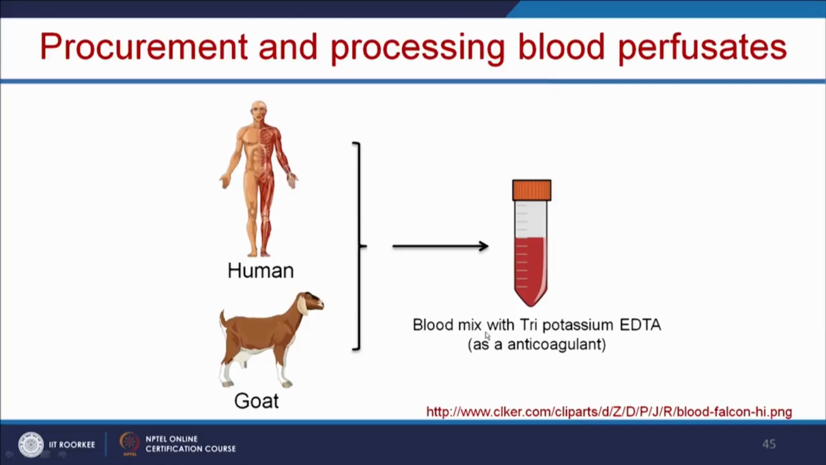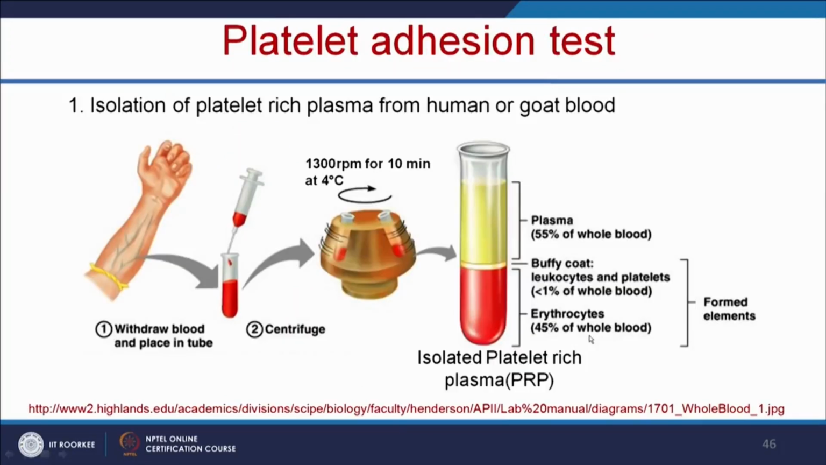When you collect the blood, you have to mix it immediately with tripotassium EDTA, that is your anticoagulant. The goat blood can be collected from the slaughterhouse in the presence of anticoagulant. Then you can centrifuge it at 13,000 rpm for 10 minutes at 4 degrees Celsius. When you centrifuge, you will get this kind of layers, and you can use the isolated platelet rich plasma, that is PRP, for your further studies.